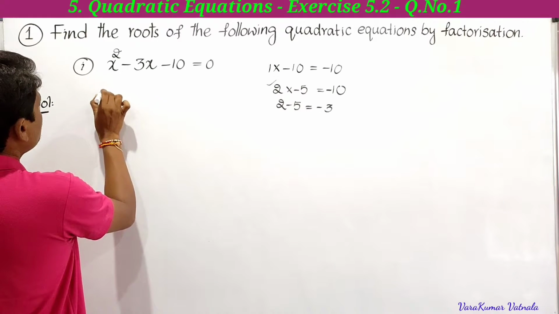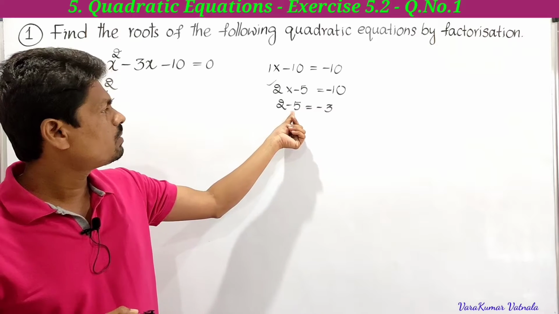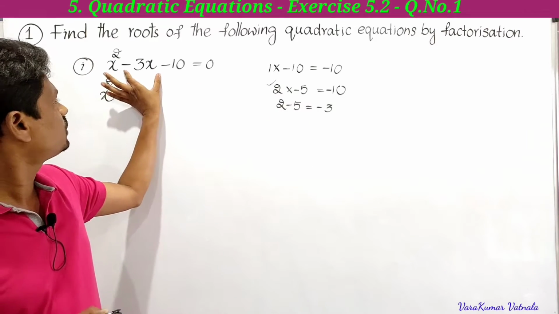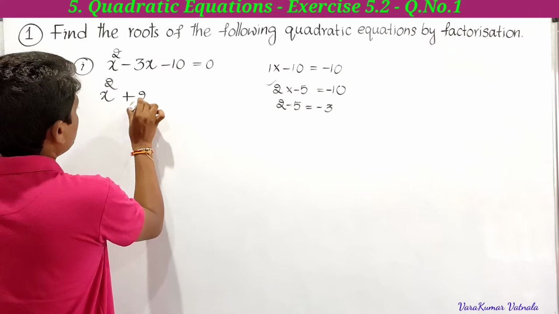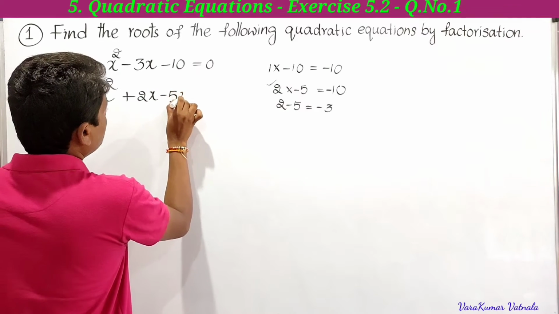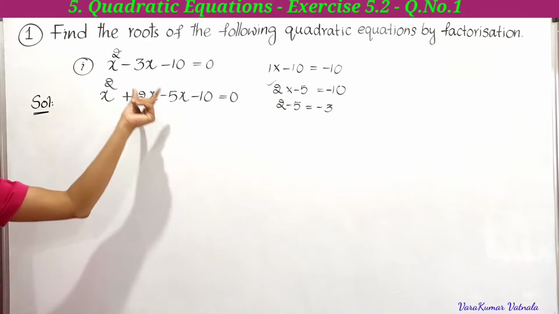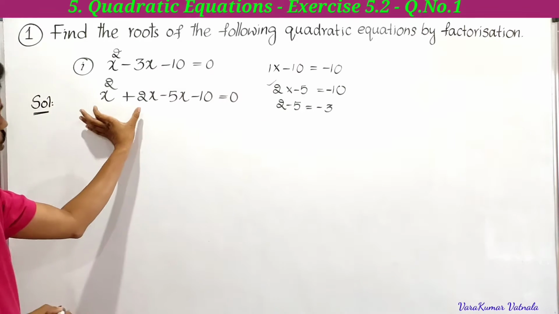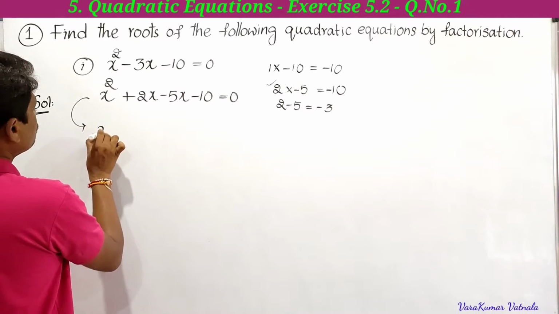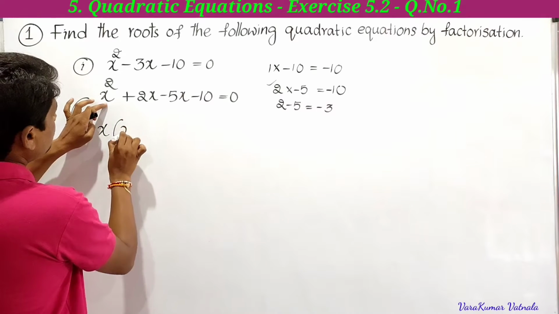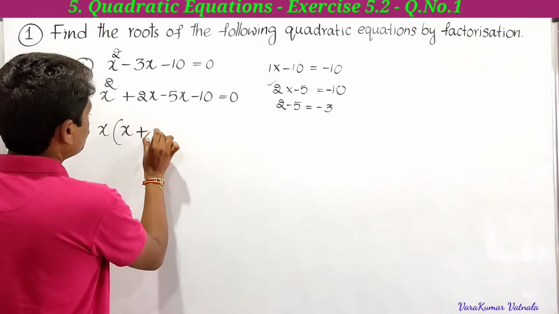Write x square as usual, but split the middle term, minus 3x, as plus 2x minus 5x. So I am writing plus 2x minus 5x, and then the last term, minus 10, is equal to 0. We just have to split the middle term using the factors. In the first two terms, x is common. So I am taking x as common in the first two terms. What we get is x into x plus 2.